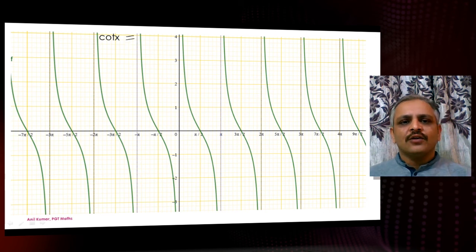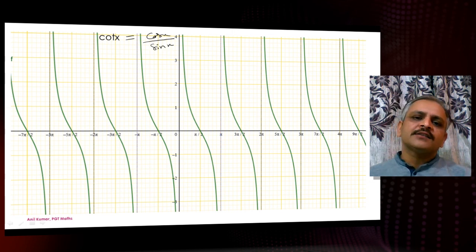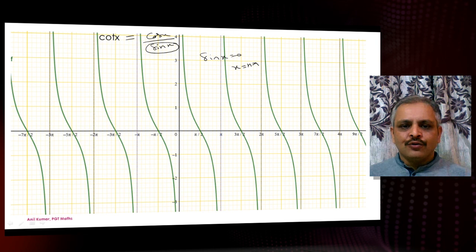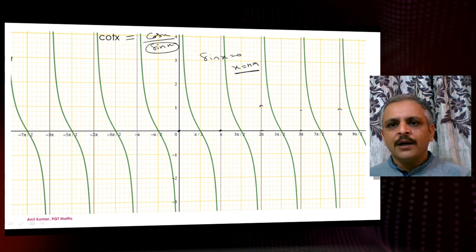So cot x is almost the same as tan x. The only difference is cot x is equal to cos x upon sin x. Now think about this: where will this curve not exist? This curve will not exist wherever sin is 0, and sin x is equal to 0 when x is a multiple of pi. We can check that at 0, at pi, at 2 pi, at 3 pi, all these dotted lines, the curve is not defined. So we will exclude all these points where sin is 0. Our domain will become all real numbers except n pi.